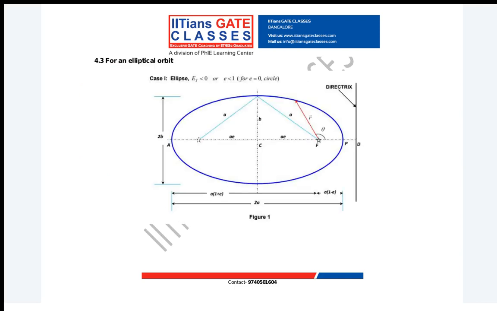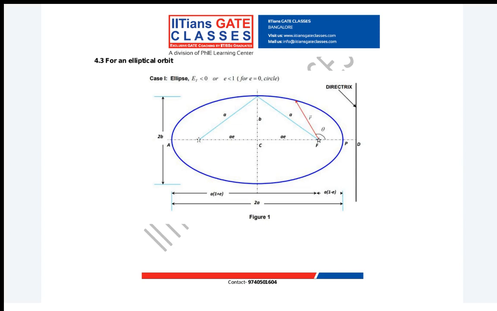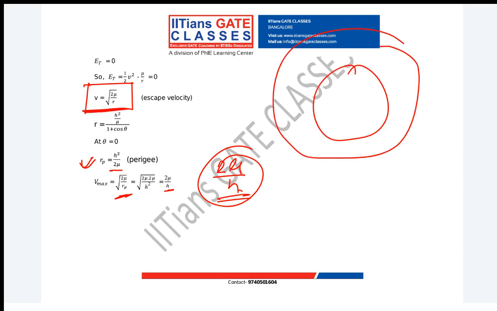Now guys, this is also your escape velocity. So whenever there is a parabolic orbital trajectory, that means your object will escape from Earth's gravitation. Again, as I have told, this formula is applicable from the Earth's surface. If your object is already in some lower orbit, then you need to use the excess velocity delta V to escape.